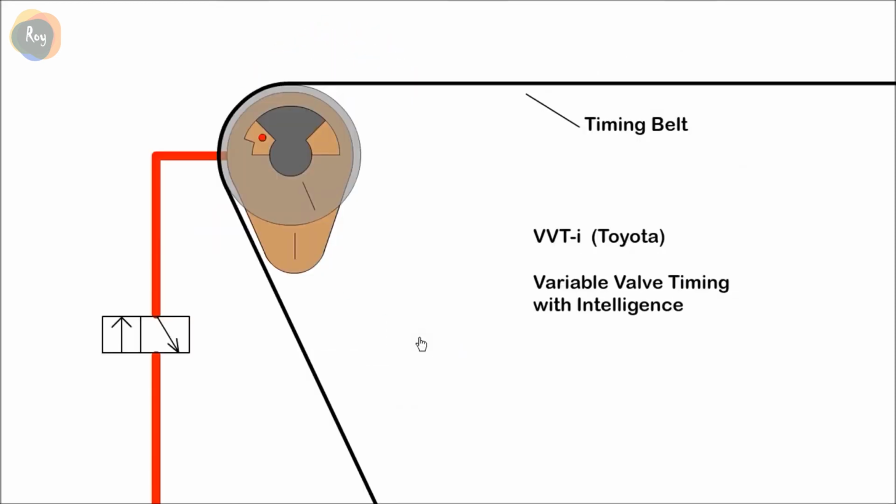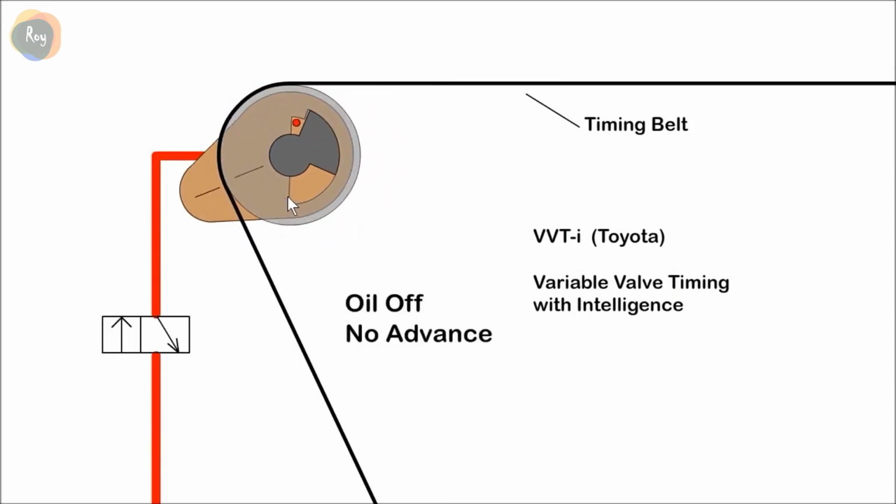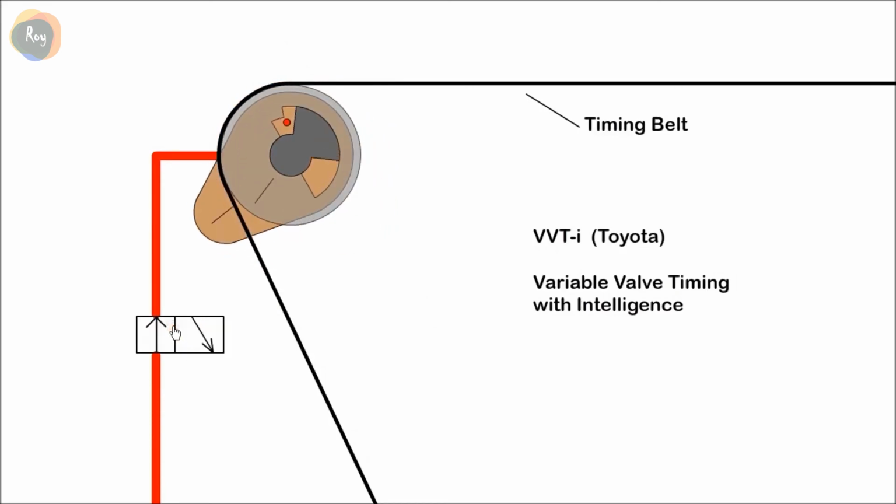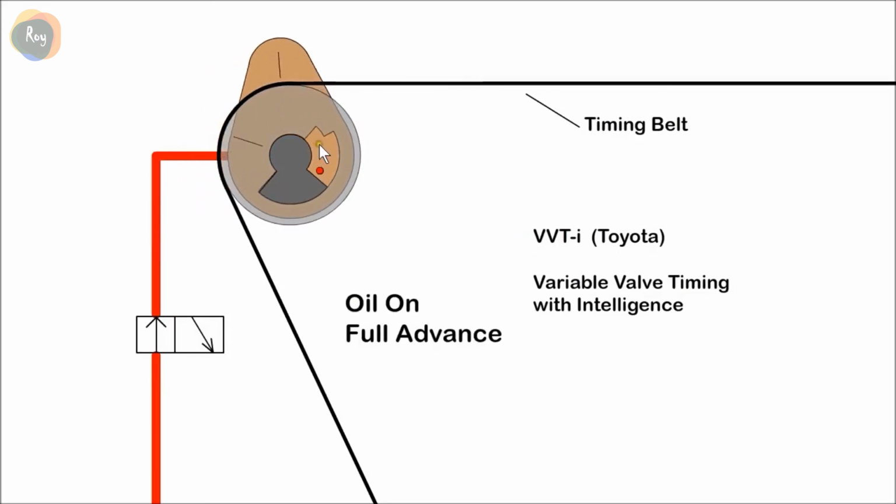A further development was VVTI. This uses a system where the position of the cam relative to the pulley can be adjusted, thus altering the valve timing for power and efficiency. Depending on driving conditions, high-pressure oil is fed through the camshaft into a chamber, thus rotating the pulley on the camshaft. When the oil is released, the cam advance is removed.